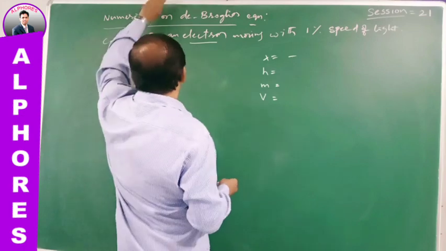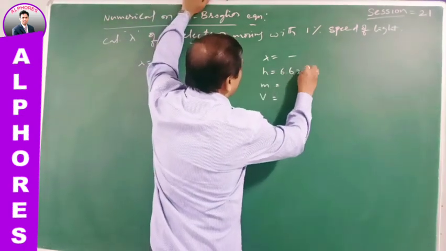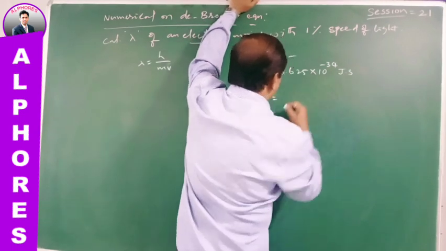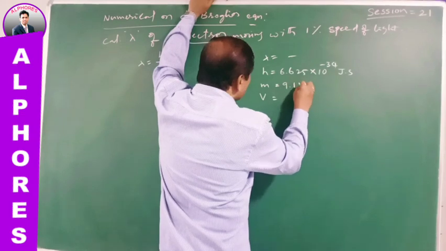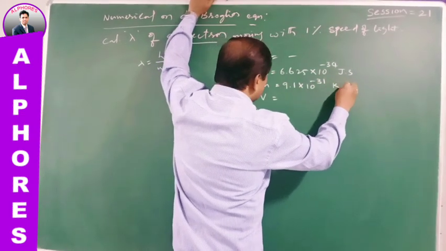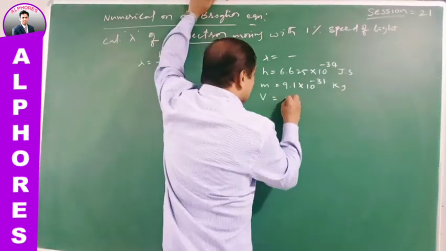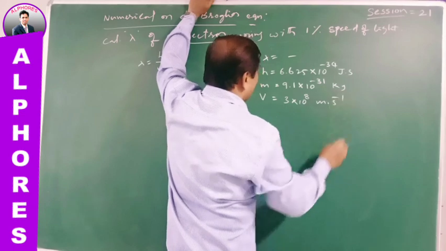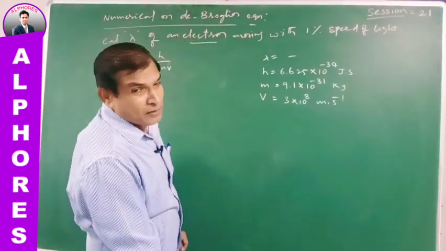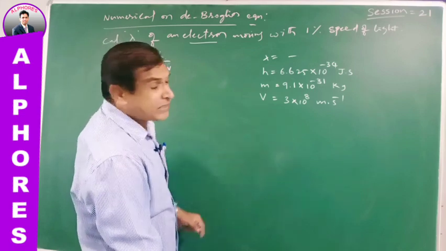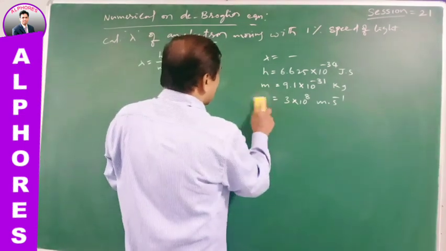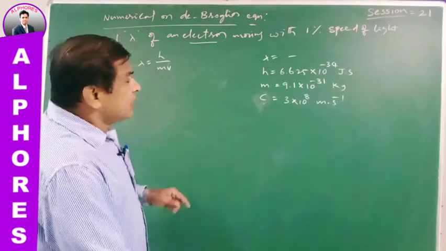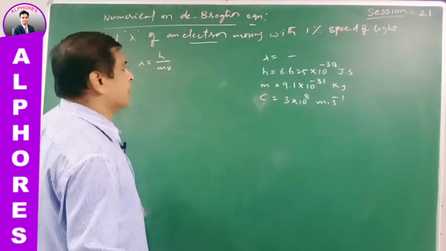Now, Planck's constant, let us take 6.625 into 10 to the power minus 34, in SI units, joule seconds. Mass of the electron is 9.1 into 10 to the power minus 31 kg. The velocity of light is 3 into 10 to the power 8 meter per second, but the electron is traveling with 1% of the velocity of light.